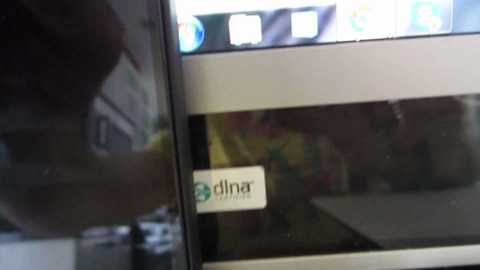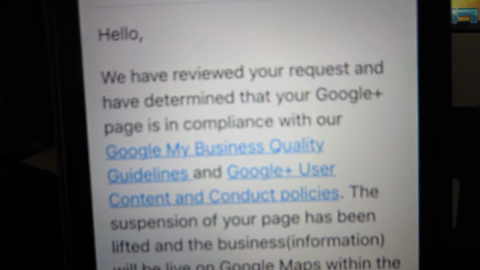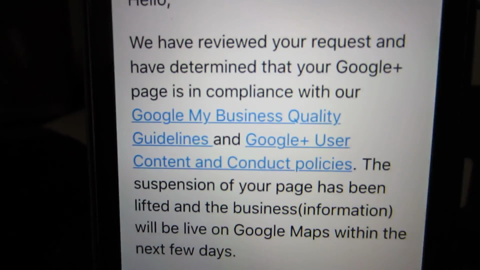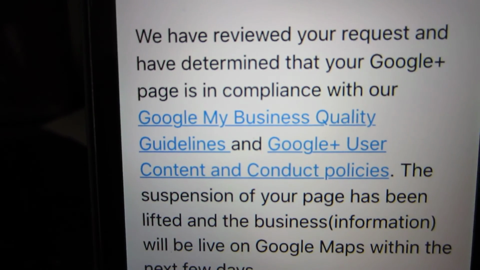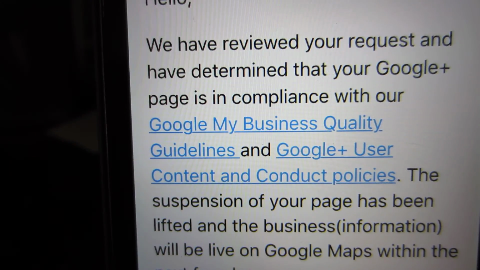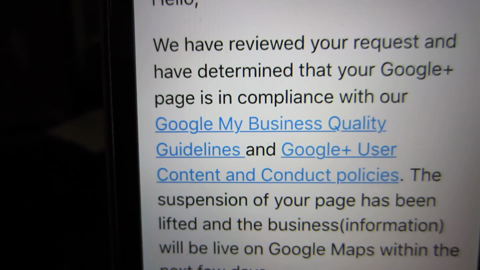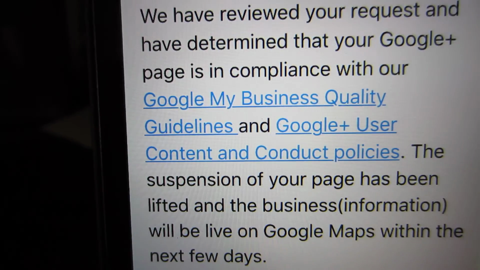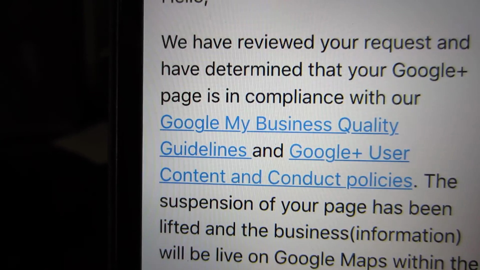I had this problem with Google My Business. I had an account for a couple of years and everything was going fine. I was getting in leads, and today actually is a good day because, as you can see, I got this email that my My Business account qualifies and is in compliance, and now everything's nice and smooth.